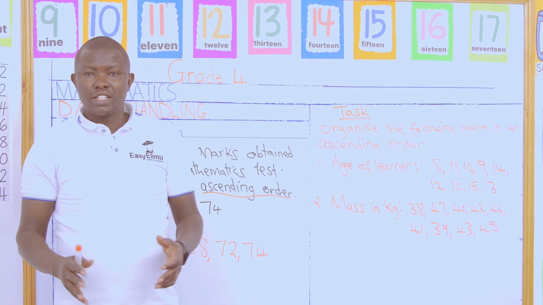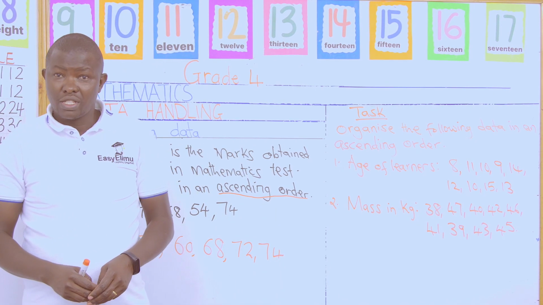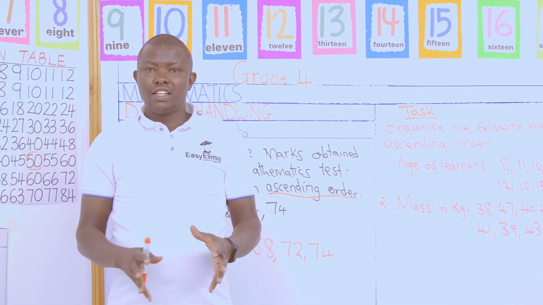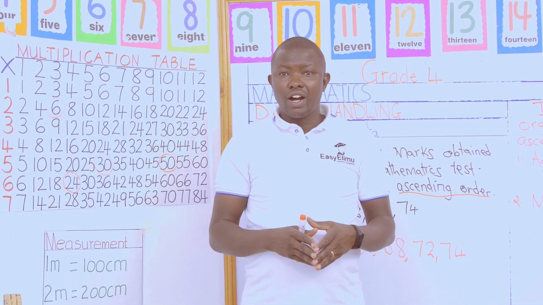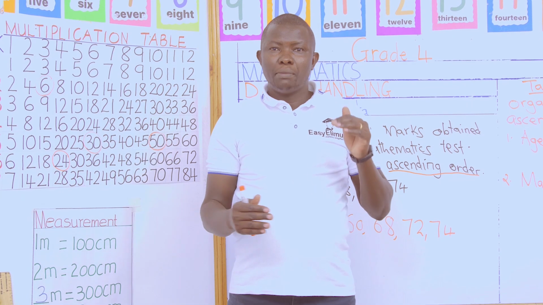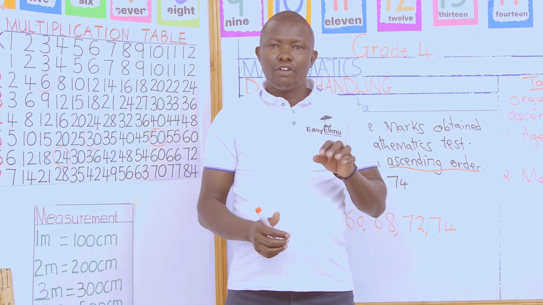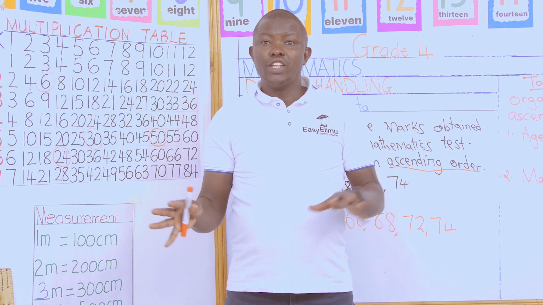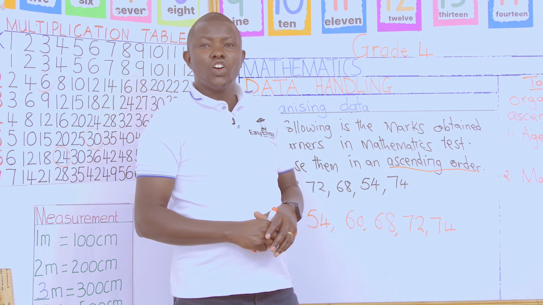Remember to do more practice on this. You can try to analyze the number of utensils that you have. You can tabulate: spoons, how many do you have? Plates, how many do you have? Glasses, how many do you have? Forks, how many do you have? And you try to analyze them and then arrange them in an ascending order.